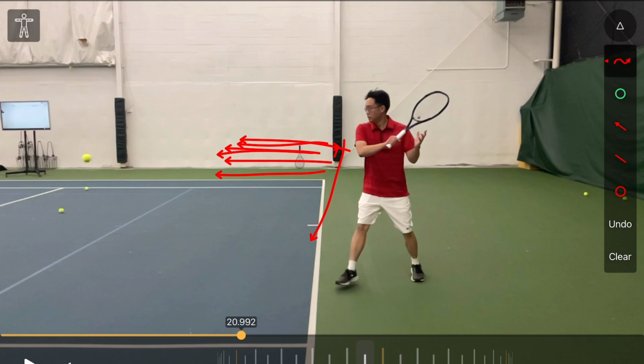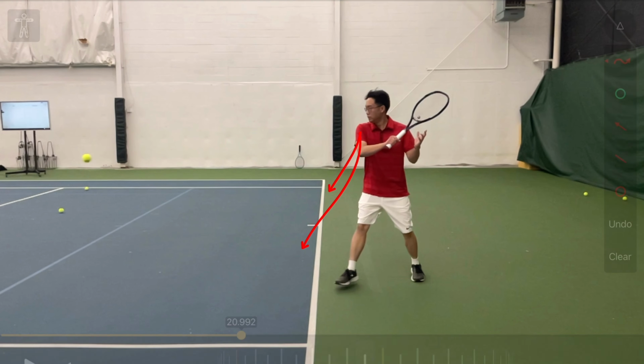And so if you do that wrong, if you mismatch and your racket path travels through the court more than the racket travels downwards, then you're going to have very little backspin and a ton of drive. So what about the other end of the spectrum?